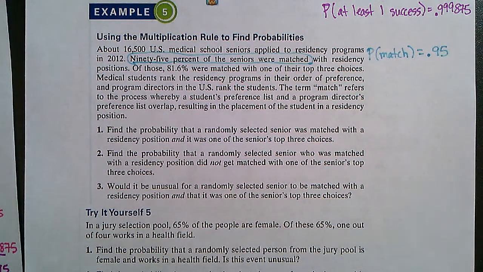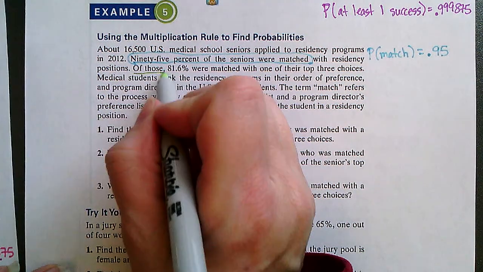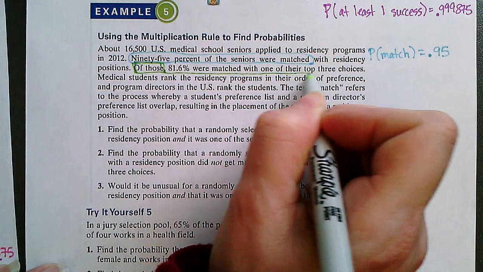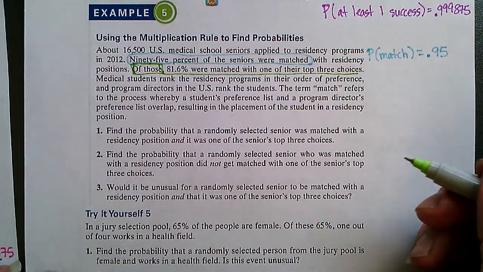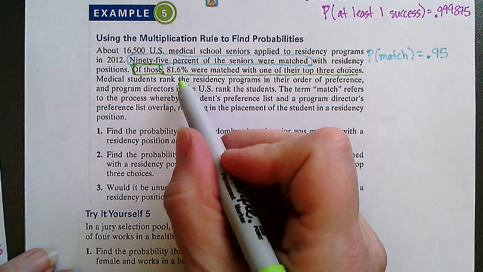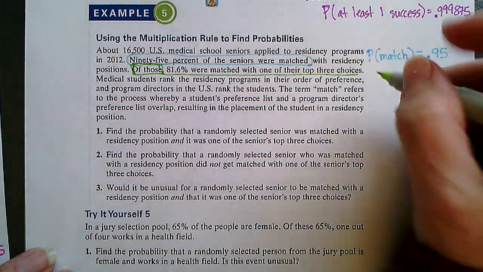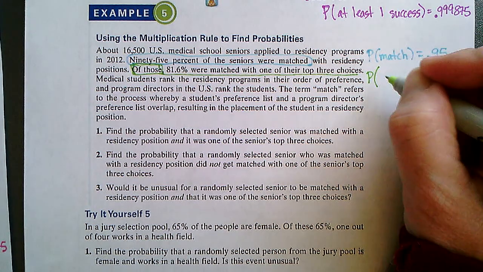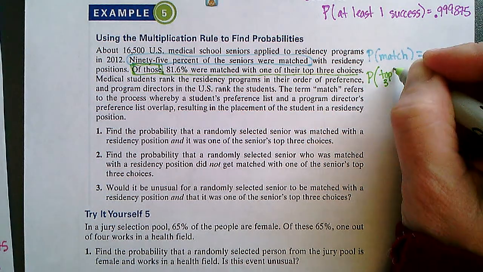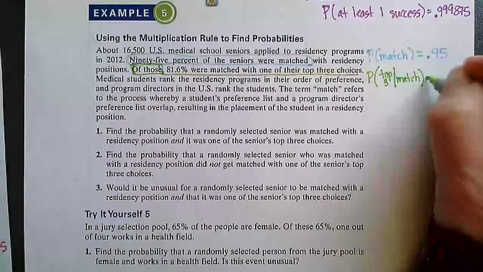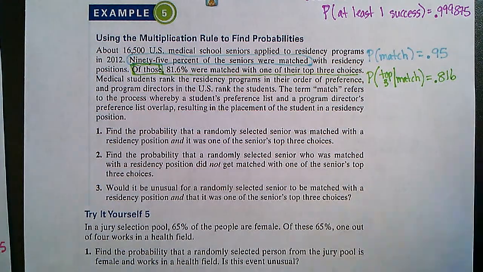Then it goes on to tell us that of those 95%, 81.6% were matched with one of their top 3 choices. So before you can get to the 81.6, that's 81.6% of these people who were matched. So this is going to be the probability that you get your top 3 given that you were matched with someone, and that's going to equal 0.816.